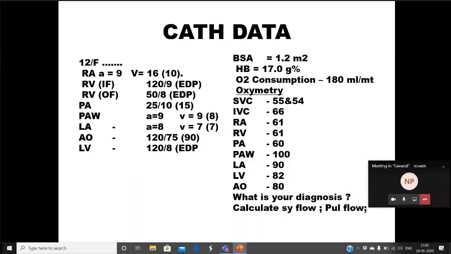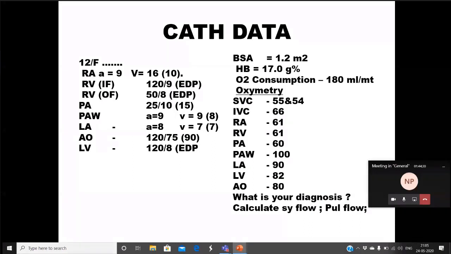Sir, this ASD is there. If ASD is there, the RA and LA pressure should be equal, no, sir? If they are not equal, what is the reason? Restrictive ASD. That obviously means that there is a restrictive ASD, not a large ASD.